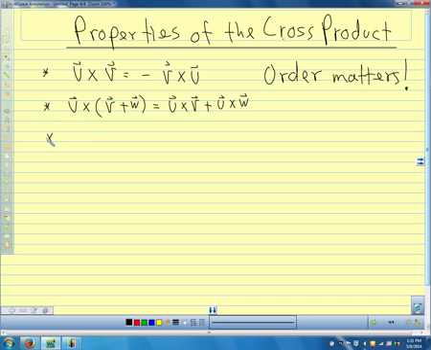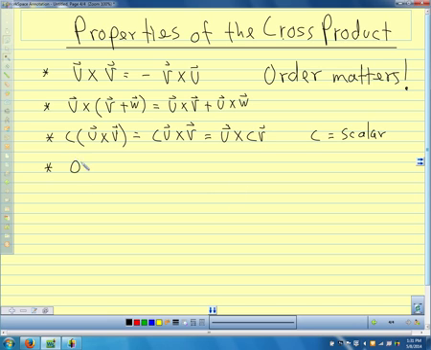If we multiply by a scalar, our scalar times the cross product, we can multiply the scalar times either of the vectors. So that could be C u cross V or U cross C times V. But I have to do my U cross V, I have to keep it in that order. And C is a scalar. Oops, and I need my vector sign. There we go.